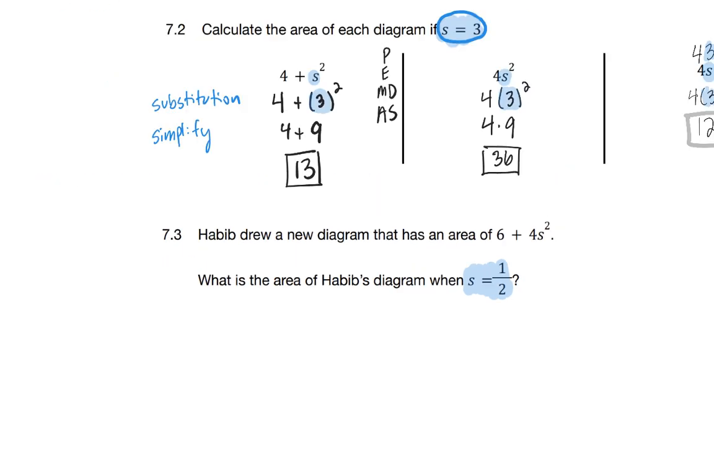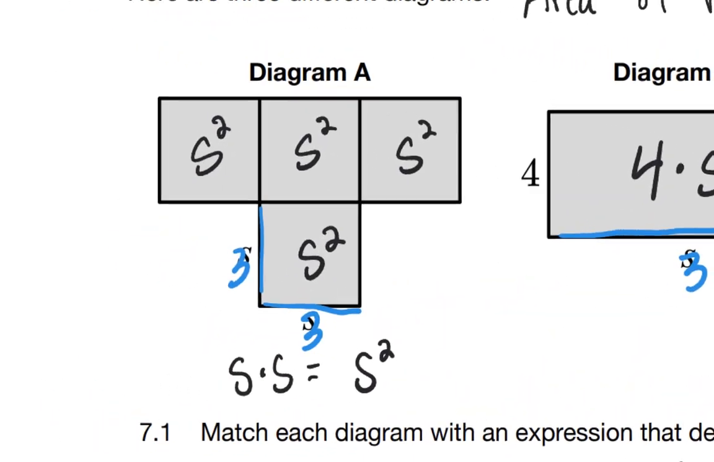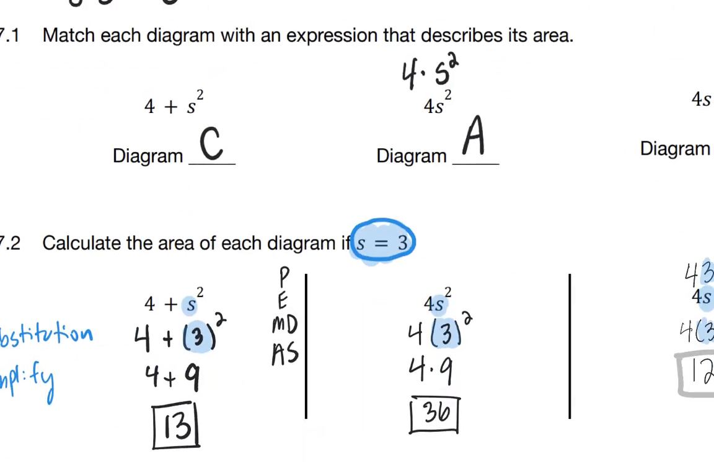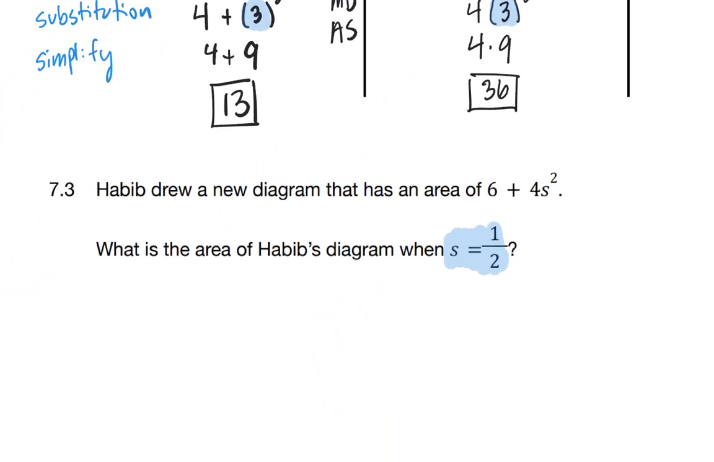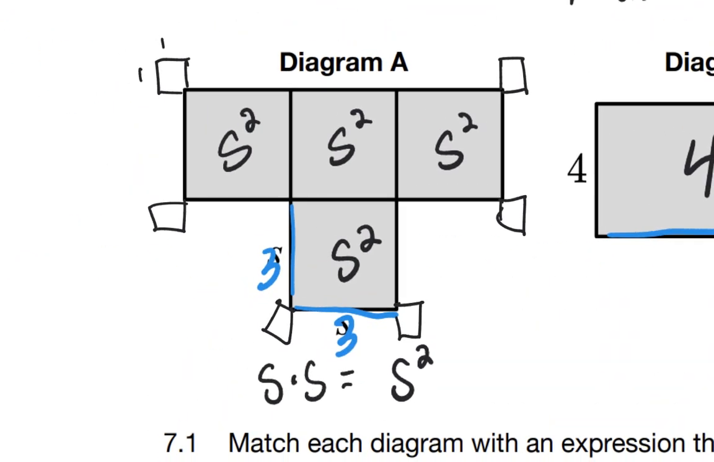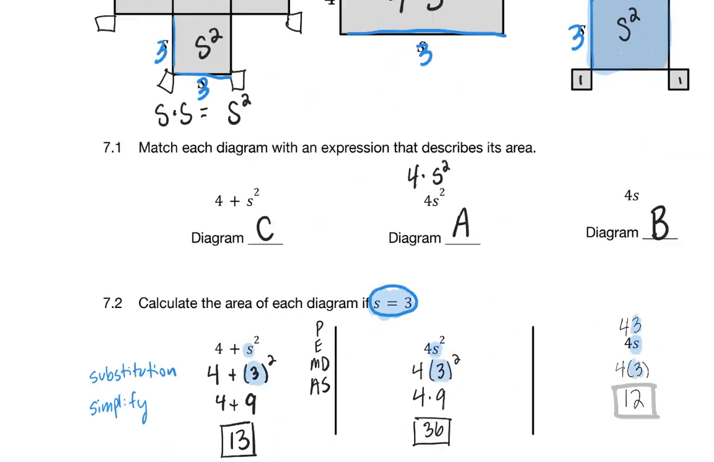Now, if you're interested, what Habib did is he took this diagram, right, our 4s squared, and he just added on the little 1 by 1, right? He added on a little 1 by 1 square to each of these places on the corners, right? So that's Habib's diagram, in case you were interested. Okay, that's what he did. He just added on 6 1 squares onto that diagram. Okay, and he's saying, hey, well, what's the area of that diagram when the unknown side lengths here are not 3 anymore, but are 1/2?